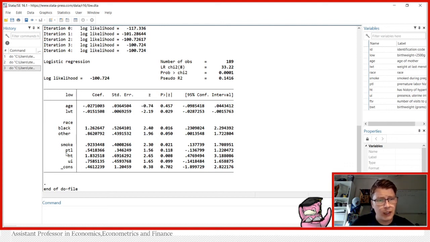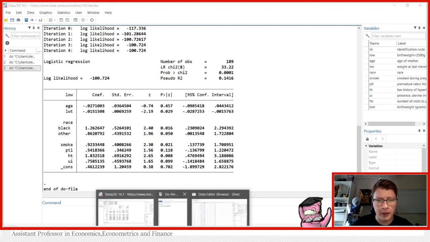So you would think that, oh, if the woman was smoking during pregnancy, the log odds of her having a low birth weight child at birth is 0.92, blah, blah, blah. But this is log odds. That is rather complicated to get around. One thing we could do is transform these log odds into just odds. That would already help quite a bit.